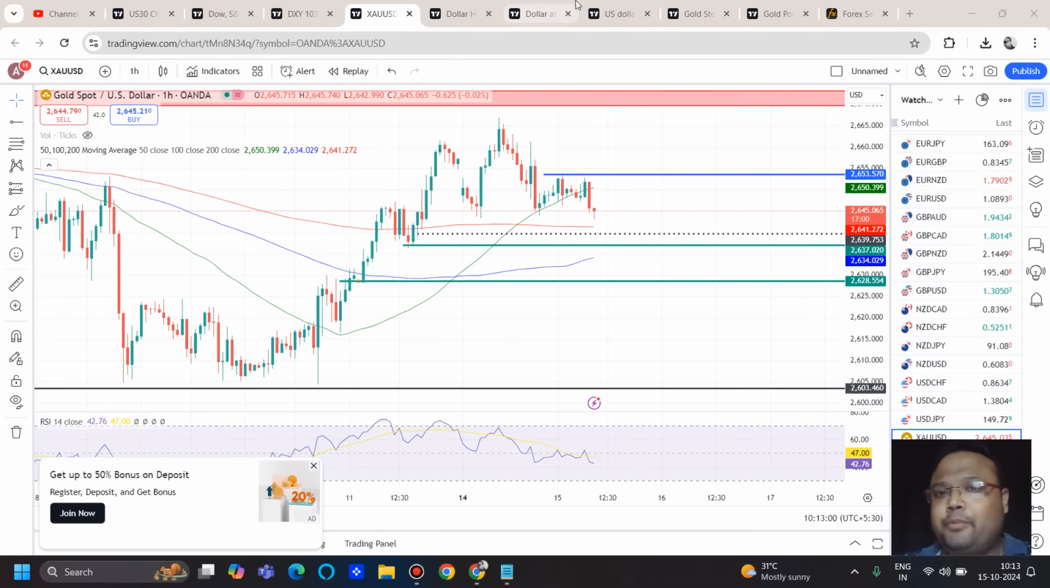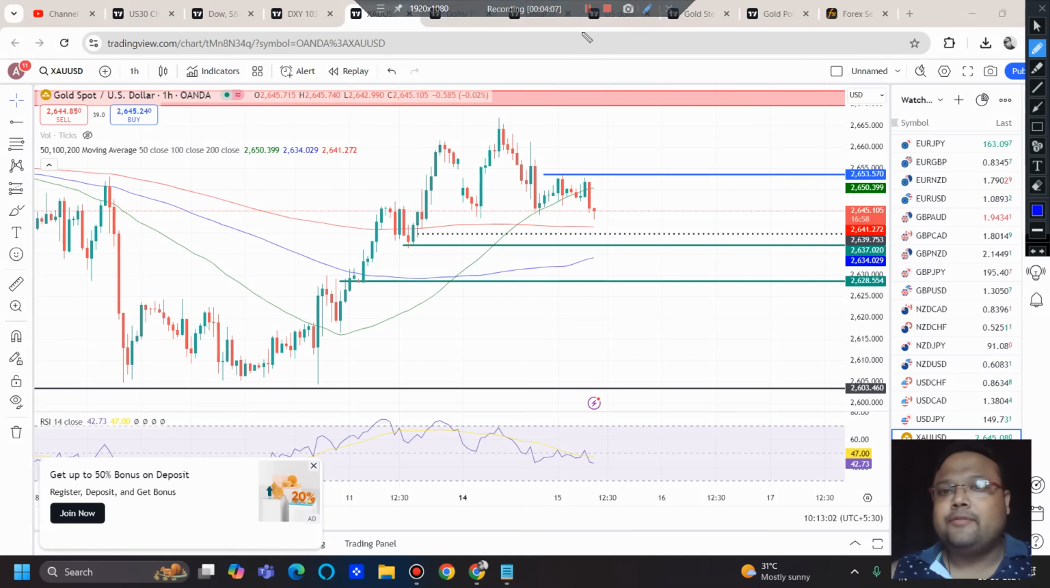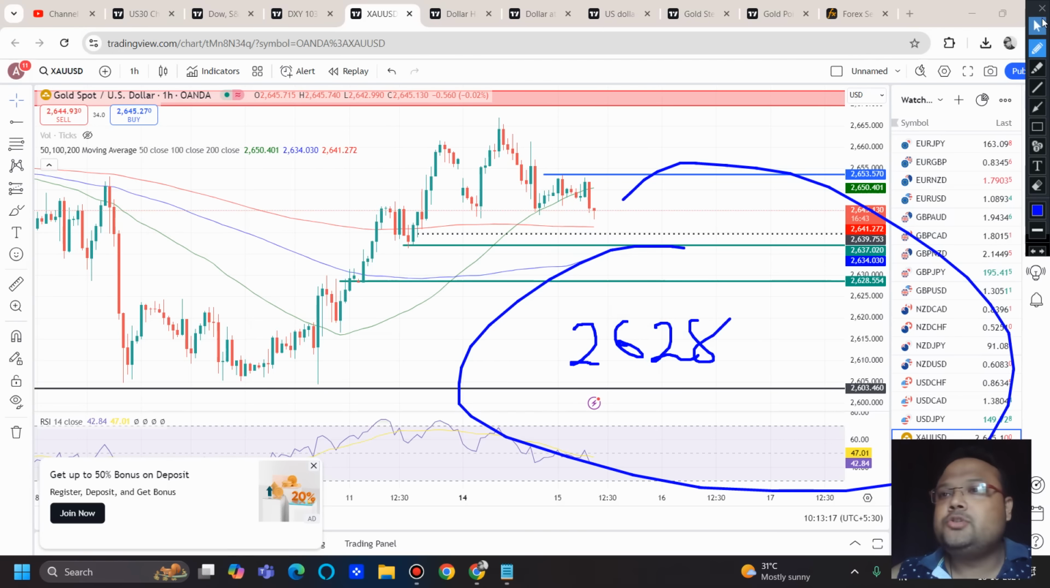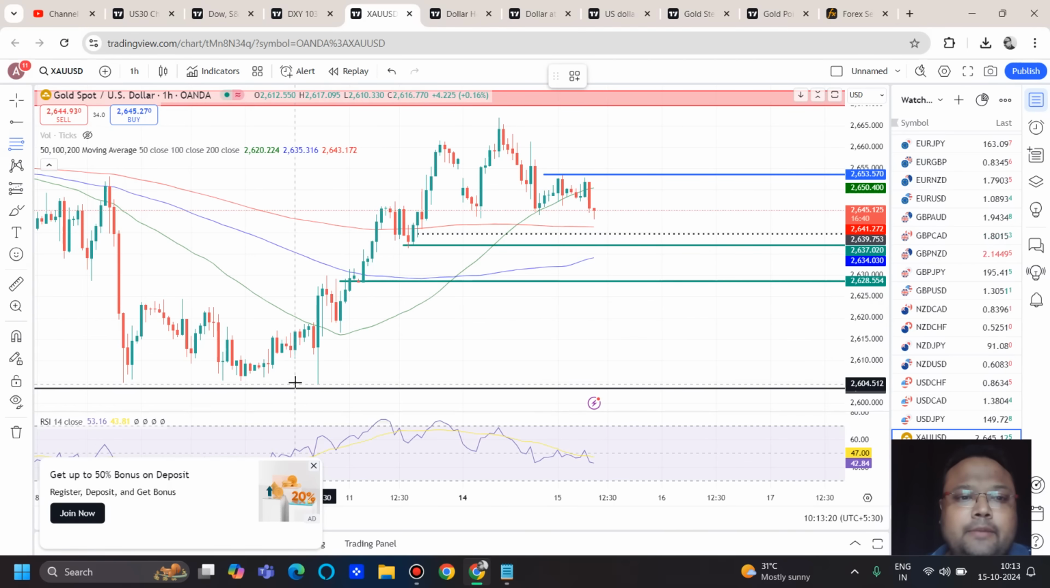So where are the trading opportunities then? My dear friends, you can see that I have already drawn lines on the chart. So let's discuss one by one. The first support on the chart of gold is around 2628 area. Around 2628 area, we have the first support. Why? Let me show you.